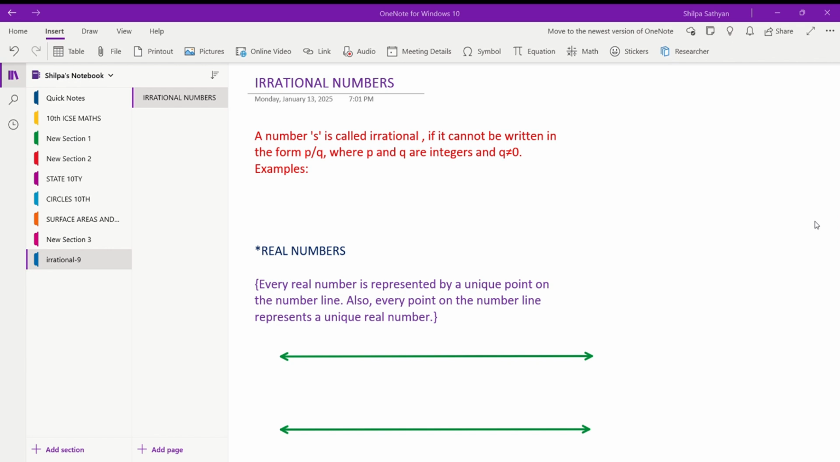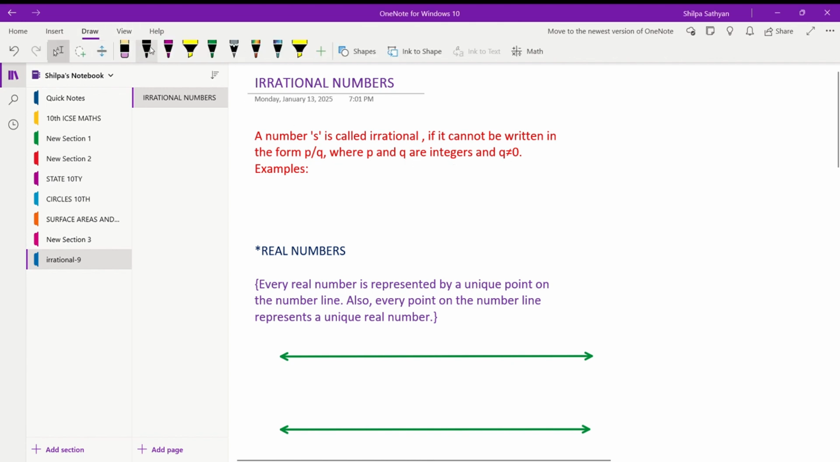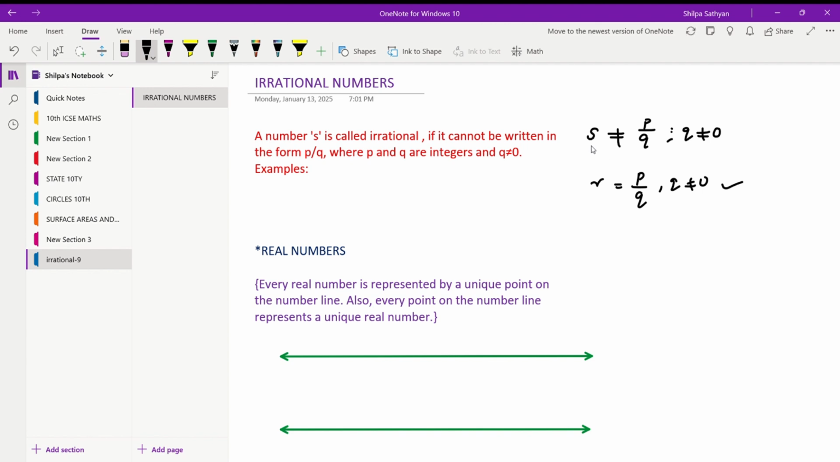A number S is called irrational if it cannot be written in the form p by q, where p and q are integers and q not equal to 0. So here it is saying that a number S which cannot be written in the form of p by q, where p and q are integers and q not equal to 0. And we know if a number r is rational, we can write it in the form of p by q and q not equal to 0. So this is the case of rational, this is the case of irrational. We cannot write it in the form of a fraction.